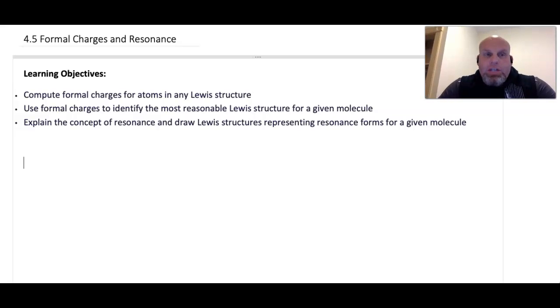Now we're on to Chapter 4, Section 5, Formal Charges and Resonance. So in our last section, when we started drawing Lewis structures, I mentioned briefly the idea of resonance. Here we're going to use the idea of formal charge to determine what the most reasonable Lewis structure would be for a given molecule. Let's start with formal charge.